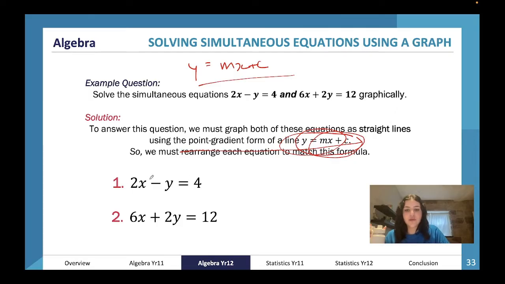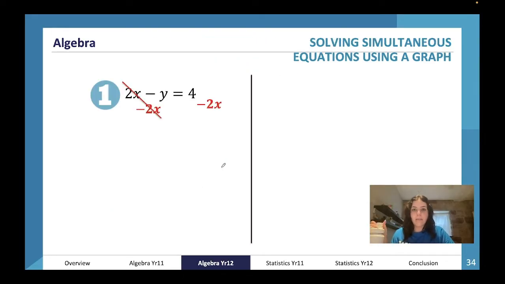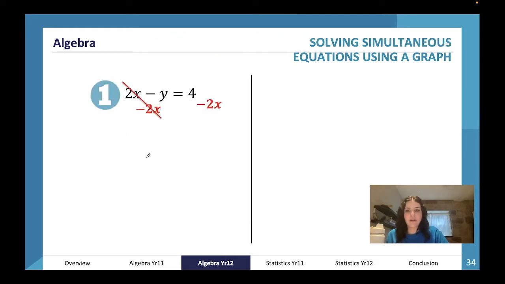The first one we have is 2x minus y equals 4. Now we need that to match our formula. Feel free to write in the chat how you would rearrange them as I work through them. I'm going to run through the working for you now. The first thing we need to do is get y by itself.